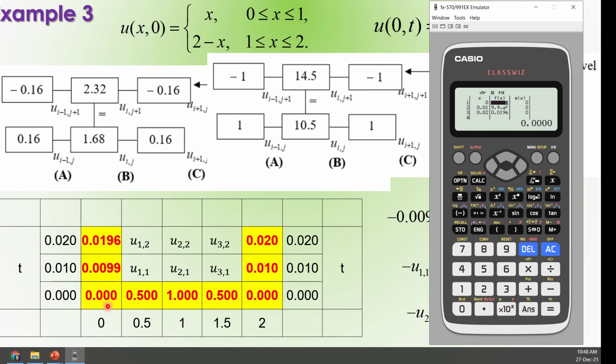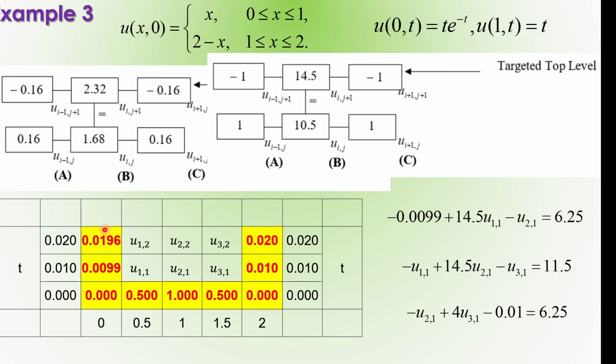So at t equals 0 you get 0, at t equals 0.01 you get 0.0099, at t equals 0.02 you get 0.0196. So this is the left boundary. For the right boundary, sorry, this one should be 2. Typo. u(2,t) equal to t. Later on, the initial condition: when x is 0 to 1, it is equal to x. So x0 is 0, x 0.5 is 0.5, x1 is 1. For x from 1 to 2, the function is 2 minus x.